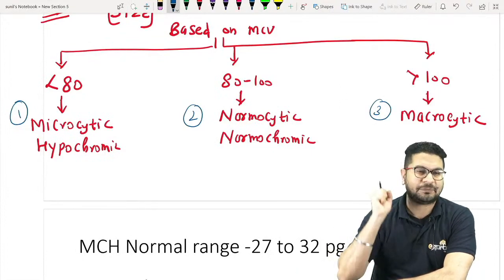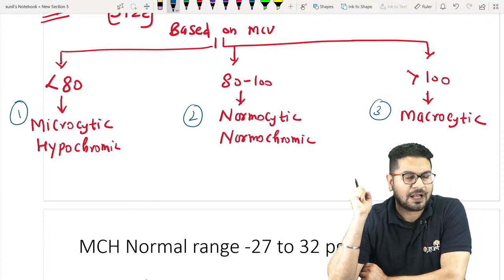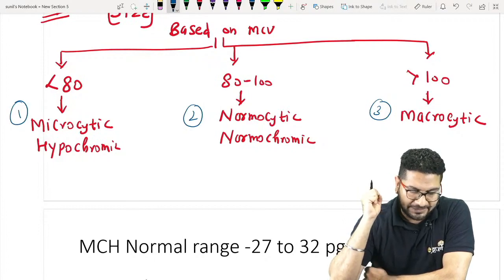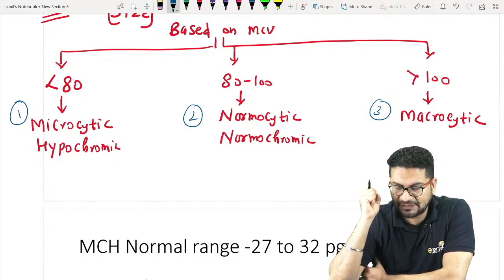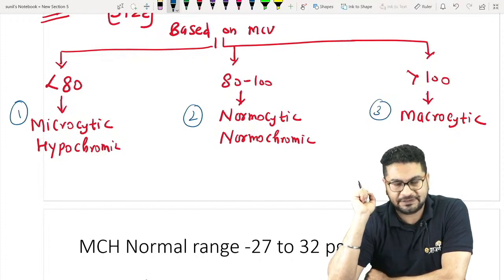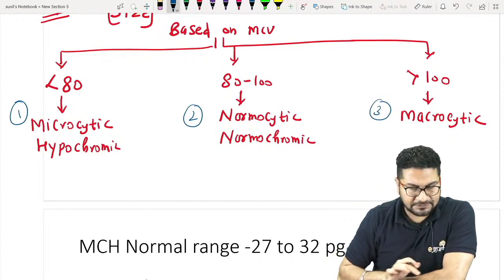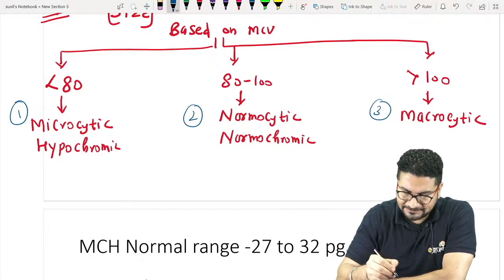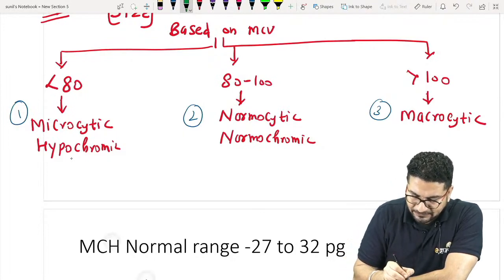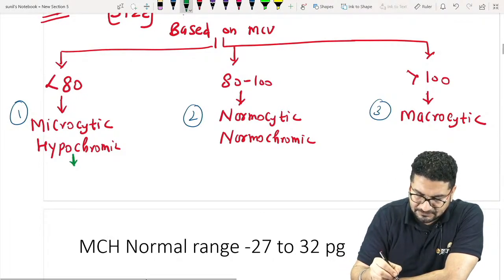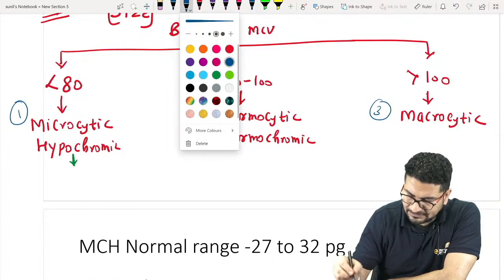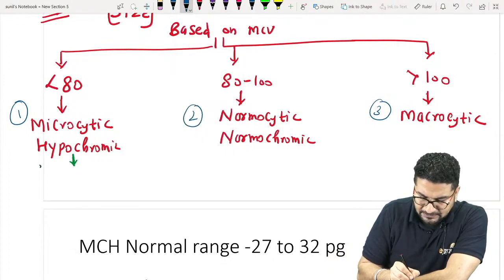So first thing you should remember this: anemia we divide into three categories: microcytic hypochromic, normocytic normochromic, and macrocytic. Now once you know this, understand this: if I say microcytic hypochromic anemia, remember there are 5 anemias which include in this category.